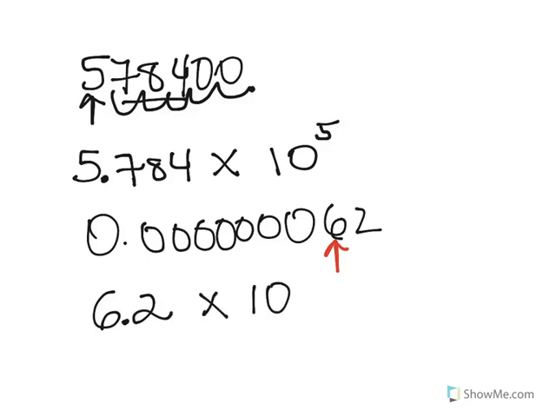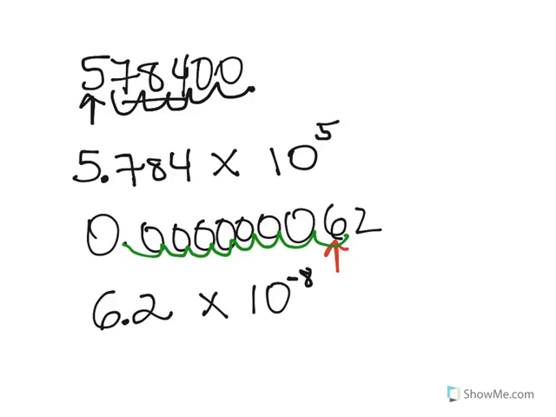times 10. Now we are going to raise this 10 to the power of the number of places that we moved our decimal point. So we moved it 1, 2, 3, 4, 5, 6, 7, 8 places. However, this time we moved our decimal point to the right, so it is a negative 8.